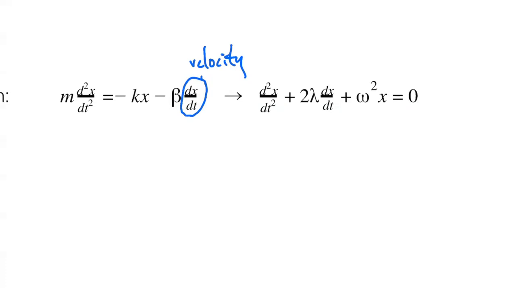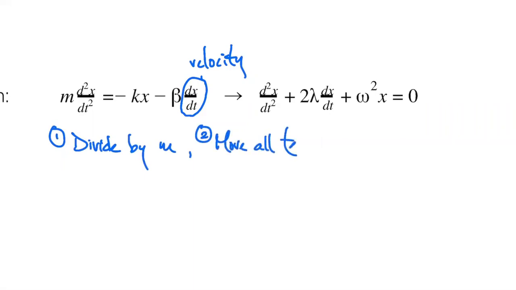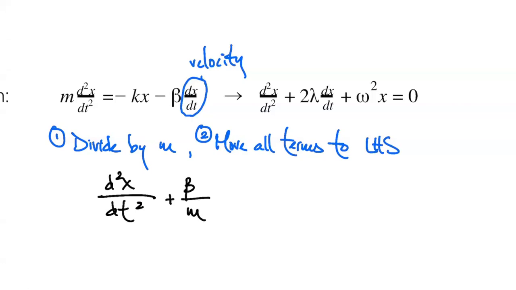And it turns out that if we follow these same two ideas, we divide by m and move all terms to the left-hand side. If we just did that part, we would get d squared x/dt squared plus beta over m dx/dt plus k over m x equals 0. So if all we did was divide by m and move those terms over, we would get something like this.